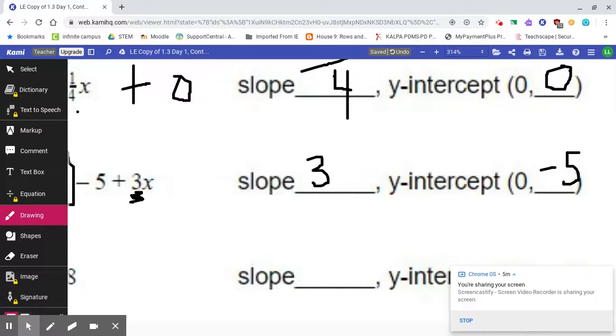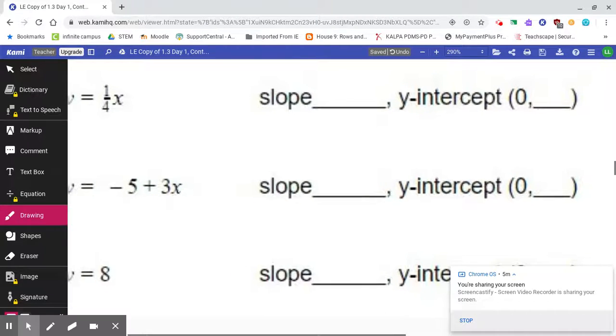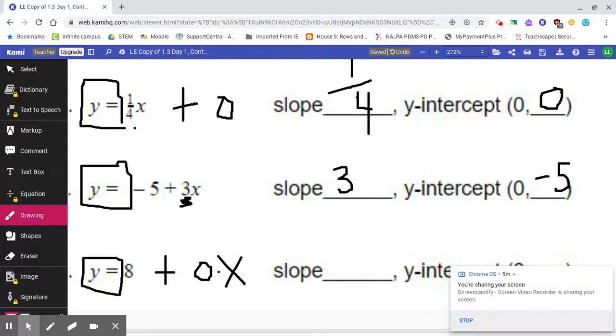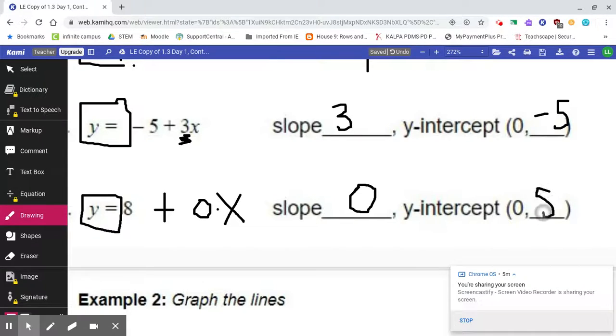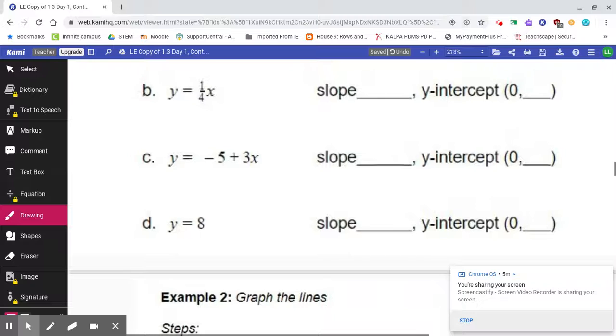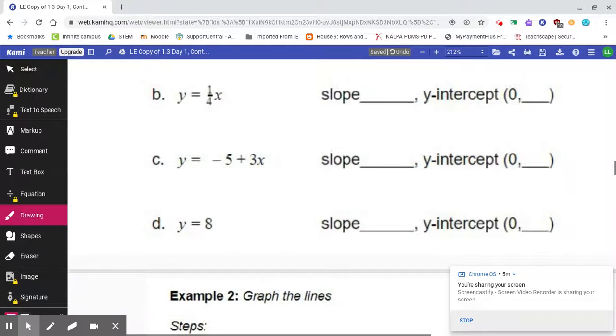Let me scroll in to get the other problem. This one is y equals, so I'm okay with looking for my slope and y-intercept, my m and my b, but I don't notice any x at all. So actually, I'm going to write in that it's 0 times x. So 0 times x is still nothing. My slope is nothing, which is a number, and the y-intercept in this case is that 8 right there. And we're going to practice graphing these. So we identify the slope, we identify the y-intercept. Let's put this on the graph to see what it looks like.